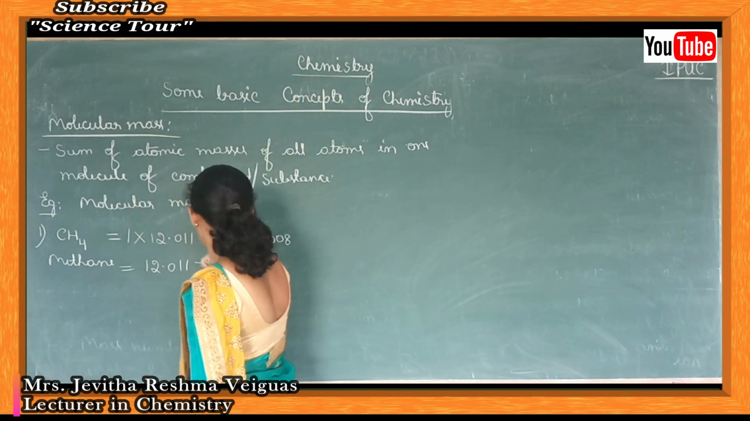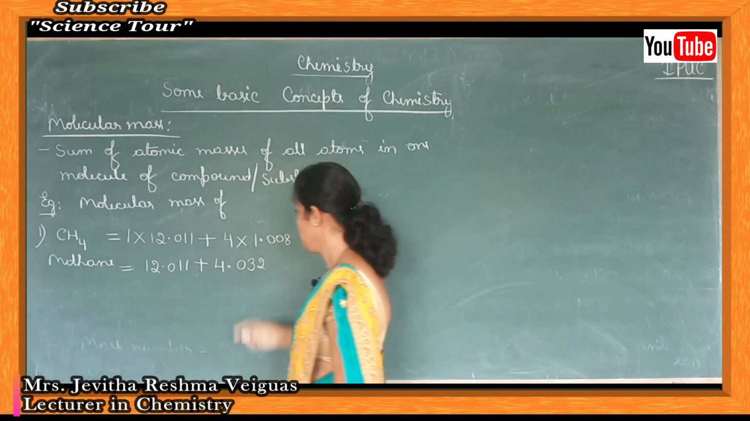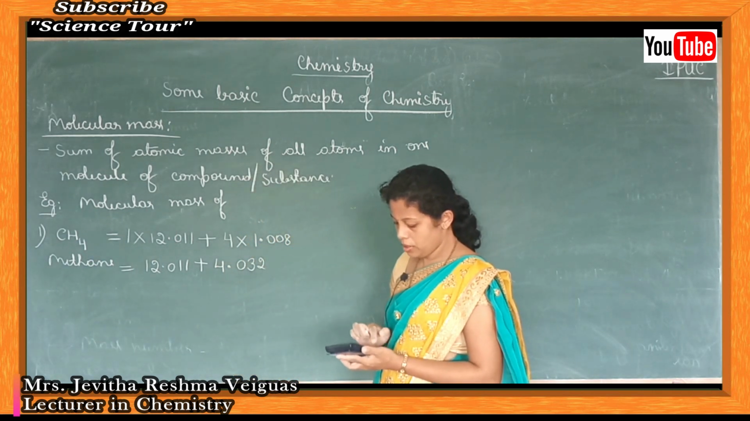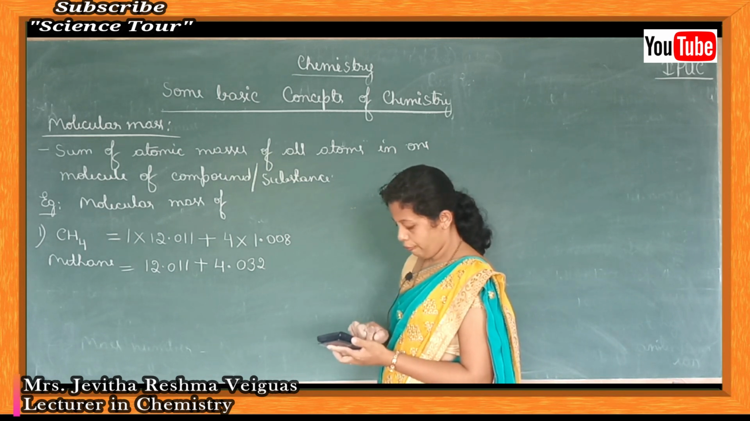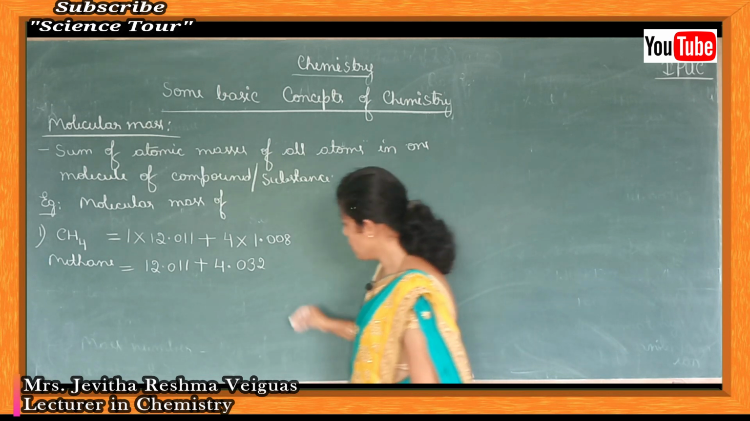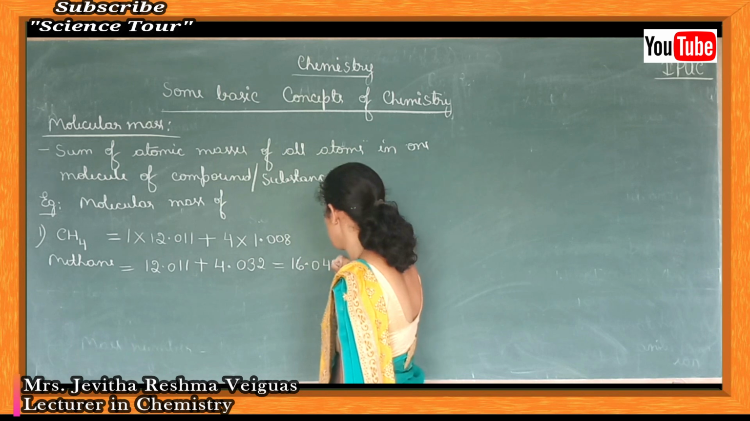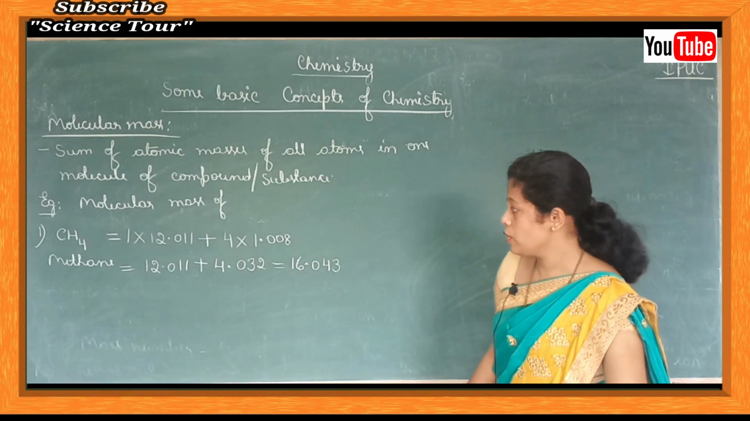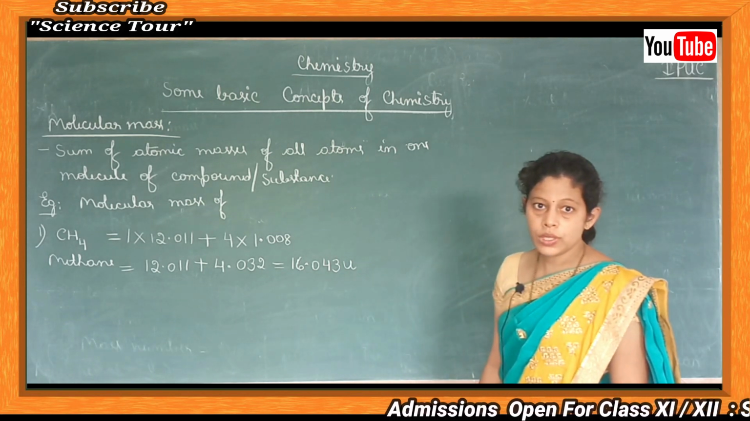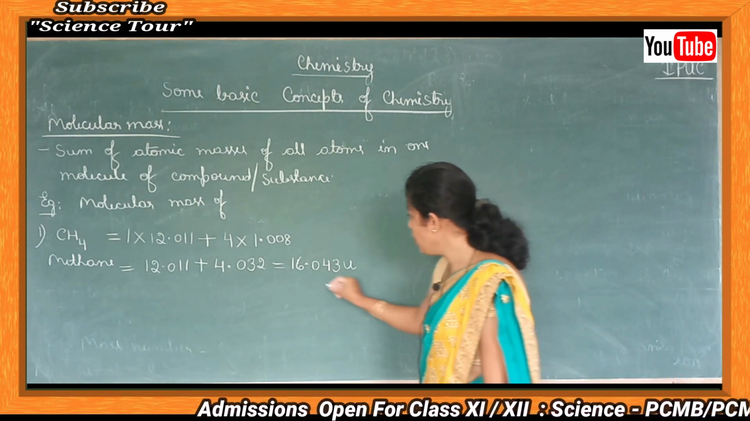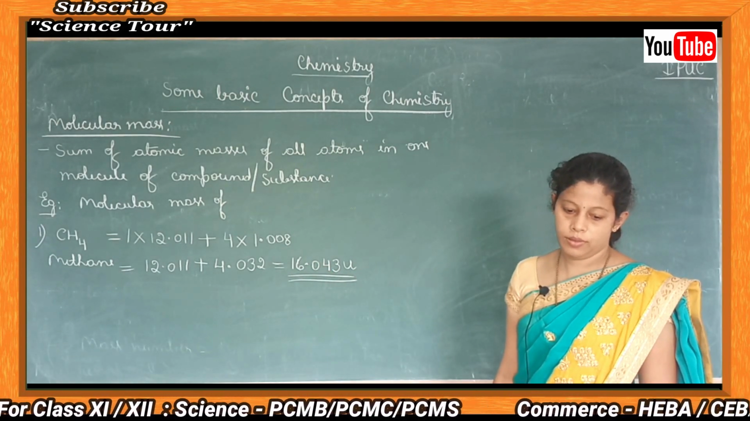It is 12.011 plus 4.032. The answer you get is 16.043. The unit is U, or unified mass. So this is the molecular mass of methane.